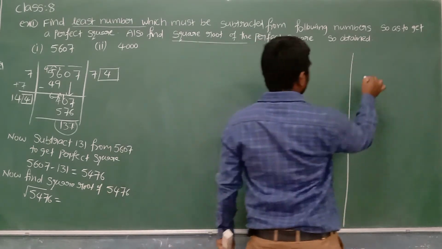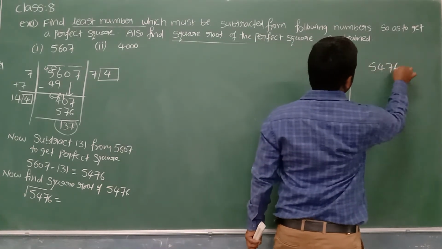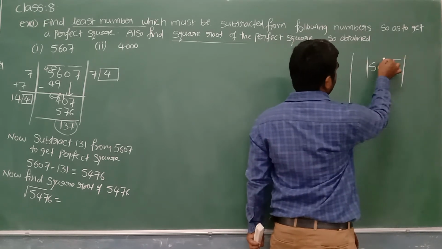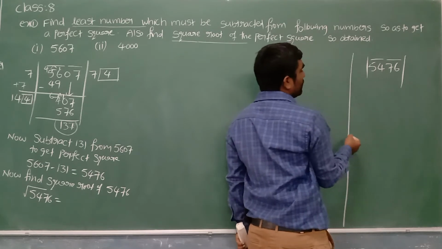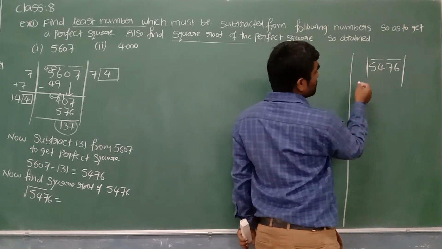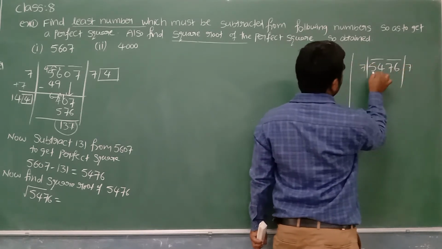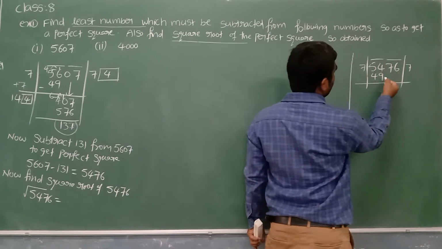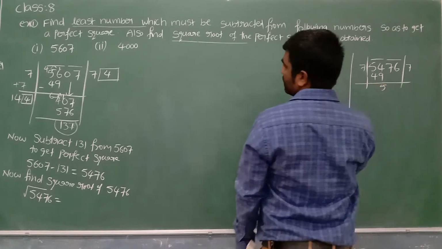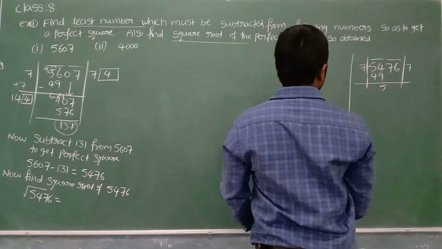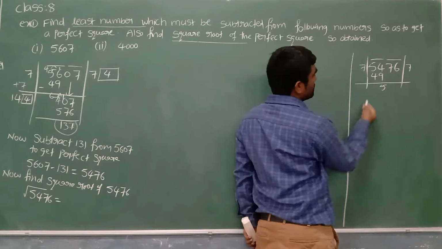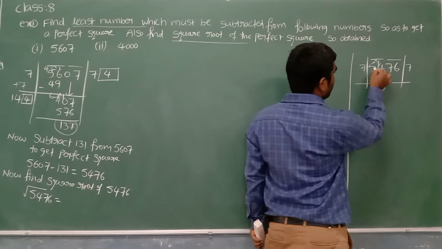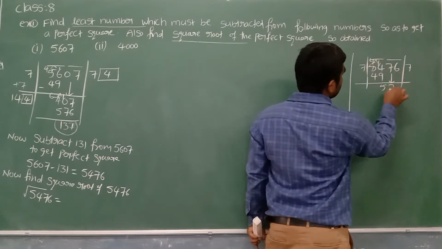So what is given? 5476. So keep two vertical lines. Place the bar from the ones place for every pair of digits. 54, the nearest perfect square number is 7 7 49. How much is left here? 54 minus 49, here 5 left. Again here, we'll take the bar here. 14 minus 5, here 4 left. 4 minus 4, 0. We'll take 76 down here.